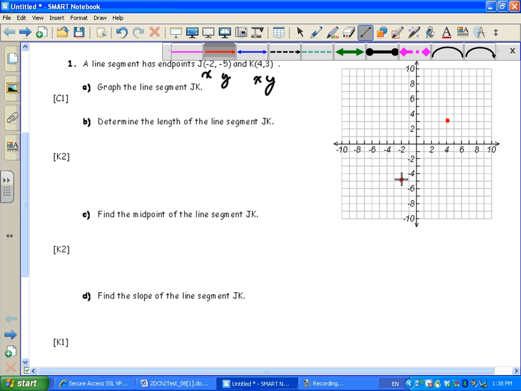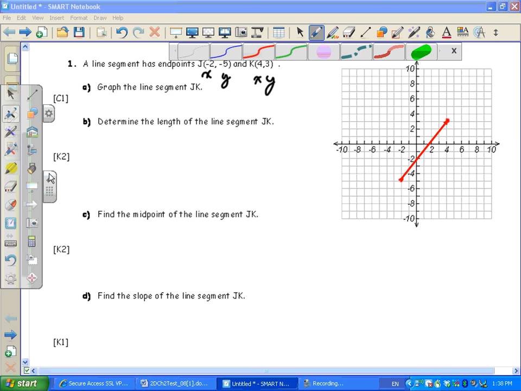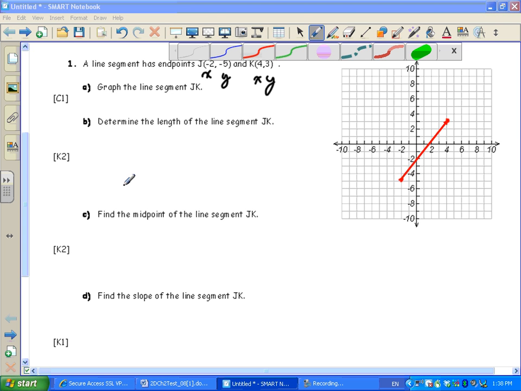First question says, graph the line segment. I would hope that almost all of you got this. This was a free mark right there. That's all you had to do, was draw a line between those 2 points. Now, the second thing you needed to do is determine the length of the line segment JK.